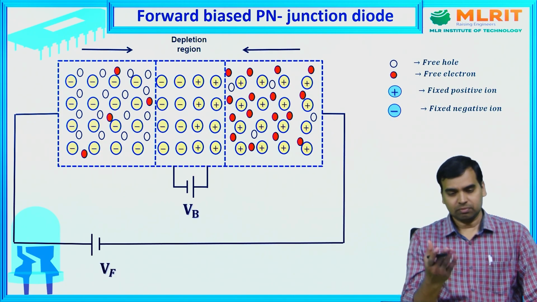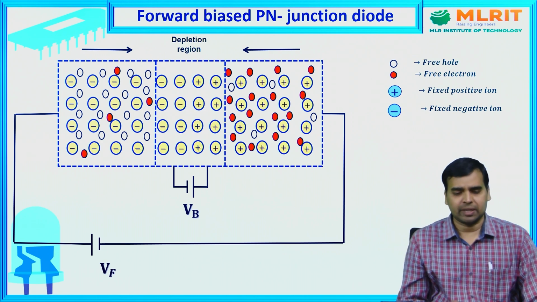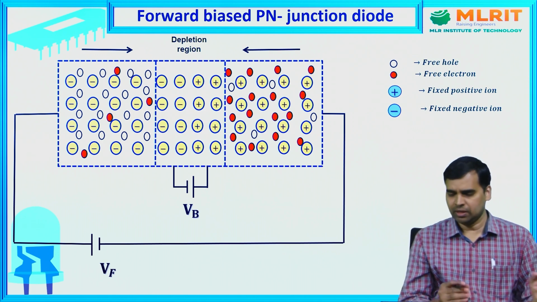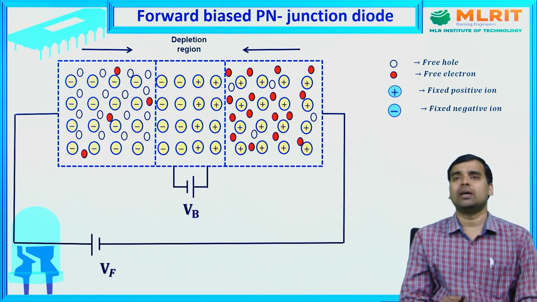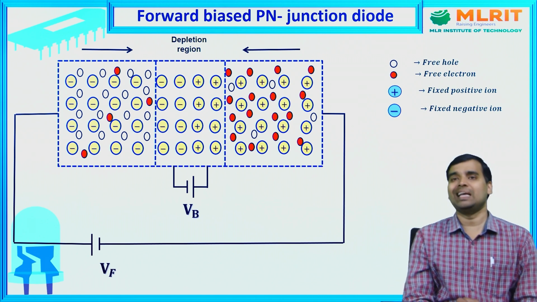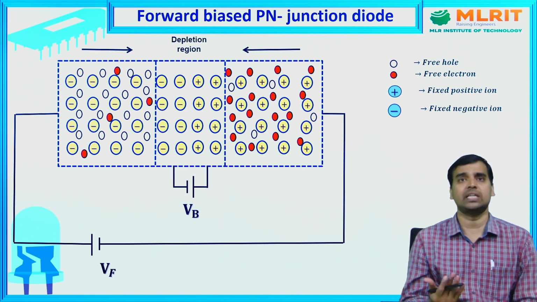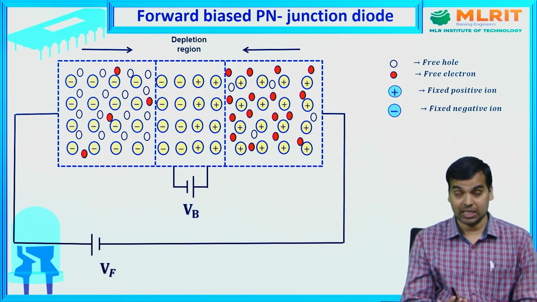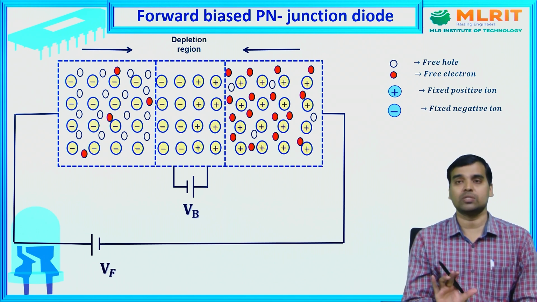Now, let us go to the working of the p-n junction diode. When it comes to the working of the p-n junction diode, generally we need to supply some amount of energy, that is, external voltage. Without giving any external voltage, there is no flow of charge carriers. If there is no flow of charge carriers, there is no current flow across the p-n junction layer. That's why in the unbiased condition, there is no current flow across the p-n junction layer because of the depletion region.